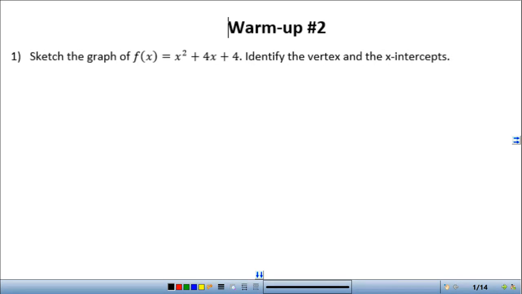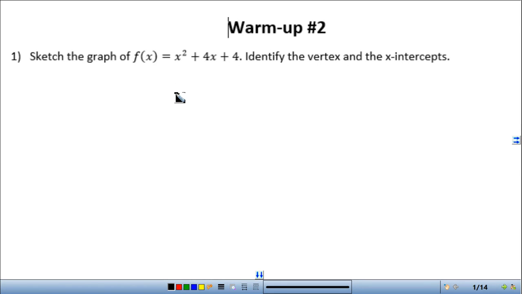We are now doing section 2.2 of the textbook, and the first thing we've got is a warm-up. You need to sketch the graph of f of x is equal to x squared plus 4x plus 4. We're going to do exactly what we did last time in section 2.1, which is complete the square.